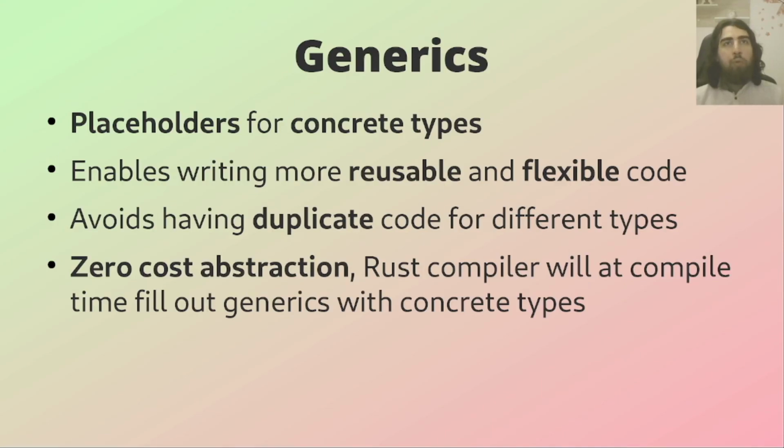Until now, we have only been dealing with concrete types, but we can also deal with generics. And generics are placeholders for concrete types. It enables writing more reusable and flexible code, and it avoids having duplicate code for different types. It's a zero-cost abstraction, meaning the Rust compiler will at compile time fill out the generics with concrete types.